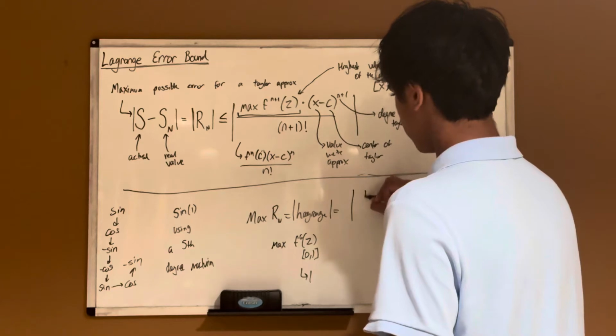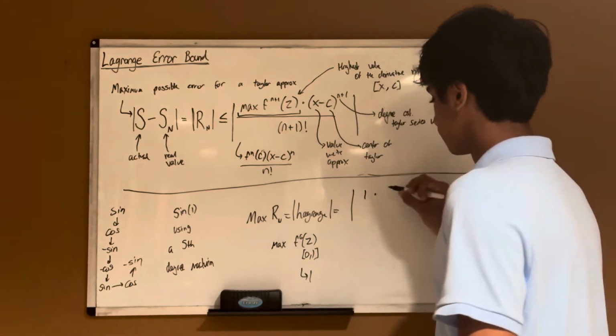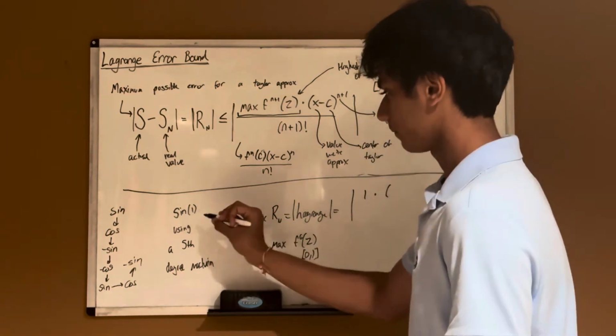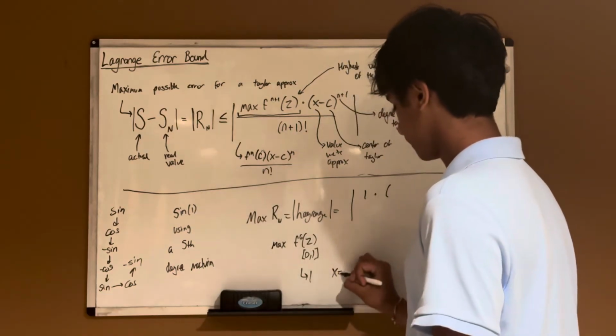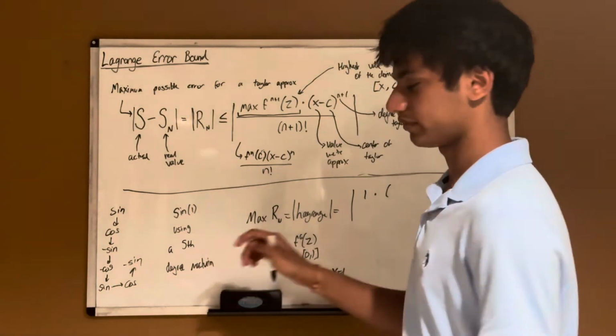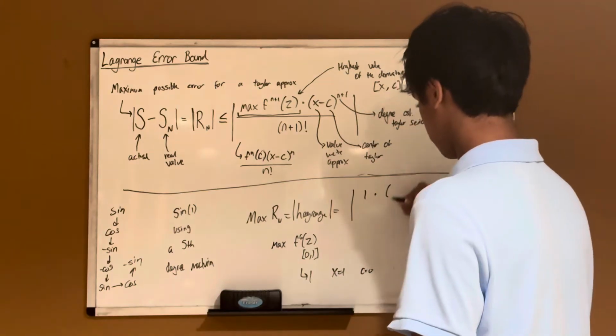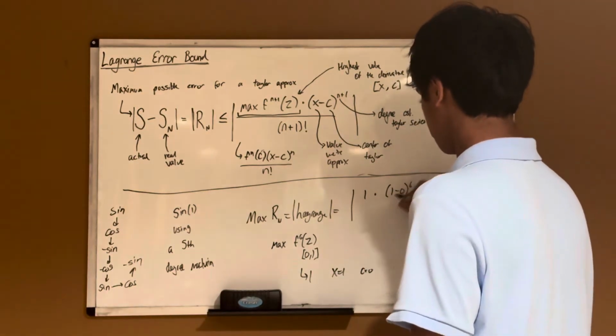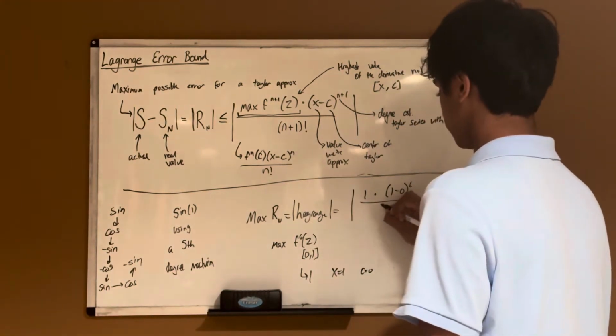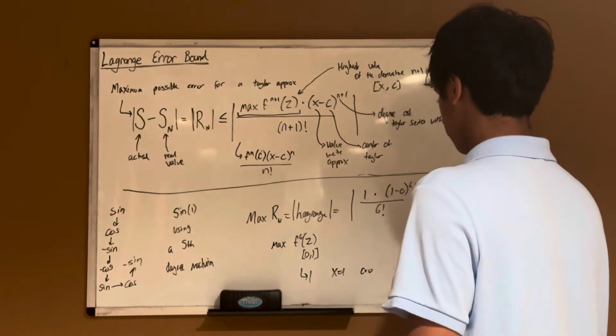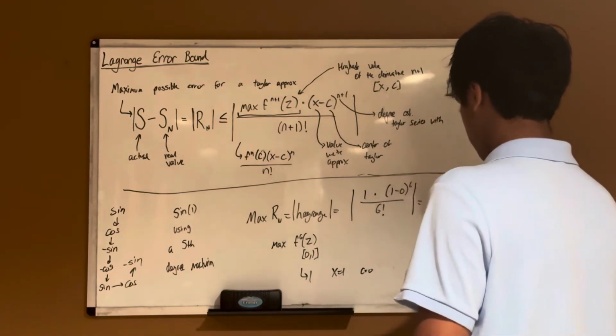So we have 1 times x minus c. x is 1, that's the value we're approximating. And it's a Maclaurin series, so c is 0. So times 1 minus 0 to the 6th power over n plus 1 factorial, so 6 factorial. Our final answer for the error is 1 over 6 factorial.